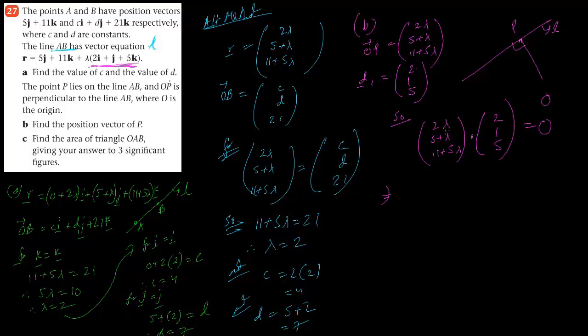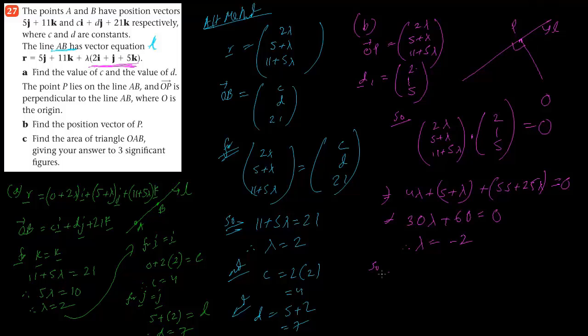So dot product means multiplying the coefficient of i with coefficient of i. So 2 lambda into 2 is 4 lambda. 5 plus lambda into 1 is 5 plus lambda, plus 11 plus 5 lambda into 5 is 55 plus 25 lambda, equals 0. So this is 4 lambda plus lambda is 5 lambda, 5 lambda plus 25 lambda is 30 lambda, and we have 5 plus 55 is 60, equals 0. Therefore lambda equals minus 60 divided by 30, which is minus 2.